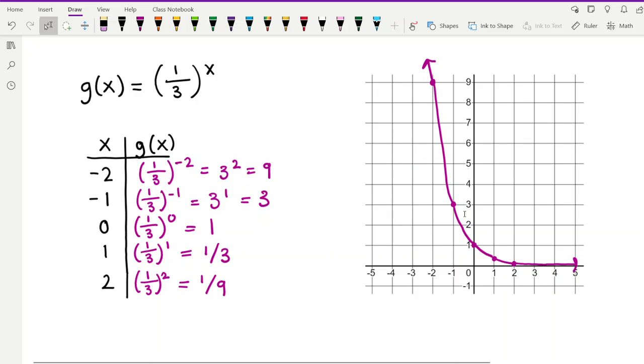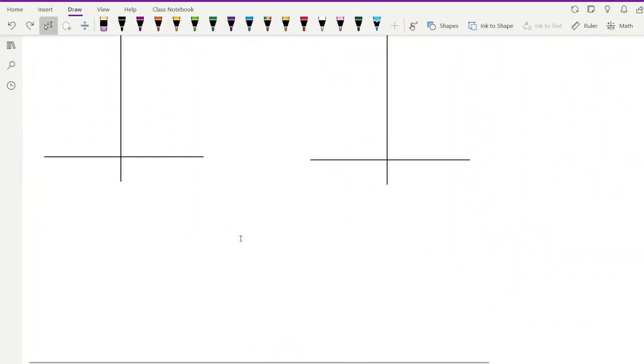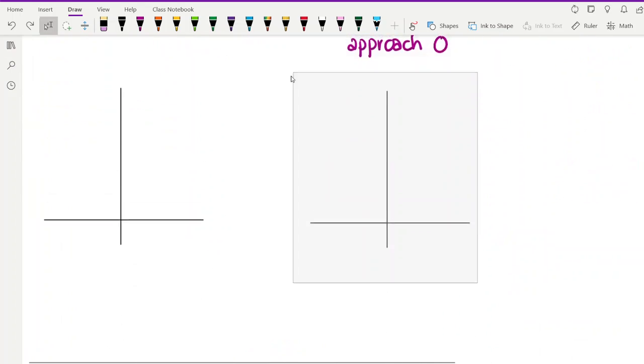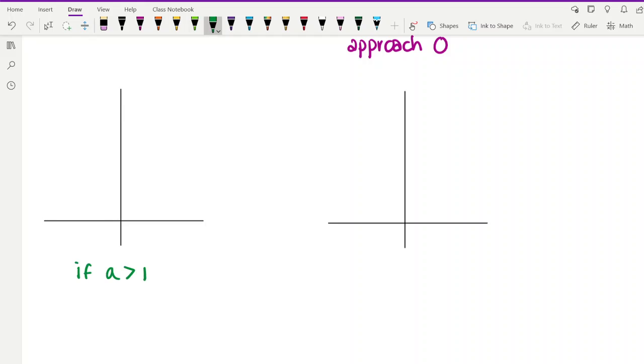And then why does it go up on the left? Well, it's because of this reciprocal thing that happens with the negative exponents. So the general rule to know is that we have two kinds of shapes here. The first case is if A is bigger than 1. So if your base is bigger than 1, you're always going to have a shape of a graph that looks something like this, where it passes through (0, 1).